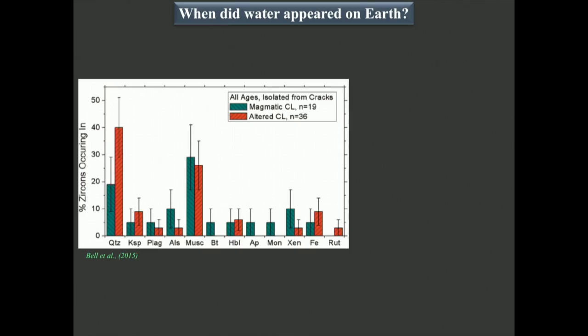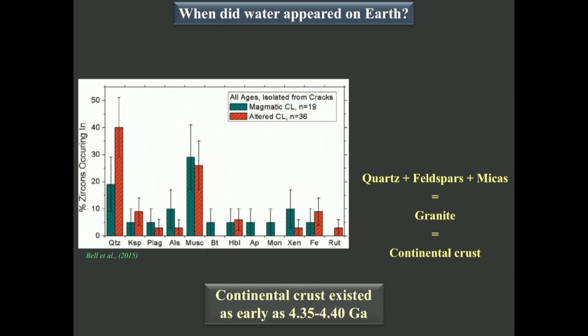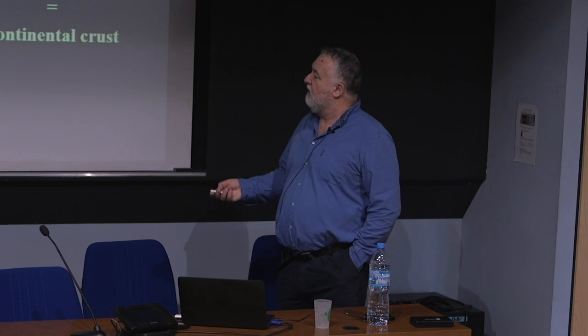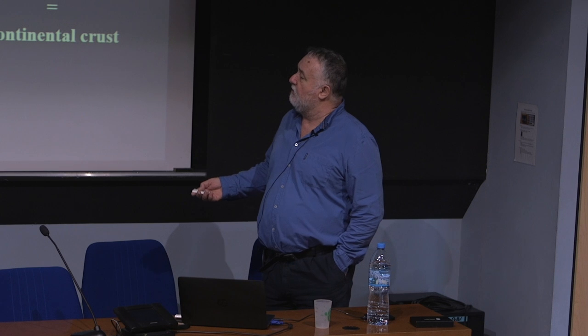And so what we see here is that these rocks contain quartz, K-feldspar, plagioclase, muscovite, biotite. That means that they contain quartz, feldspar, and mica. That means that the composition of the magma was a granitic composition. And so you know that granite is continental crust. So one of the things said by these zircons is that they crystallized in very early continental crust that appeared very early in our planet's history.